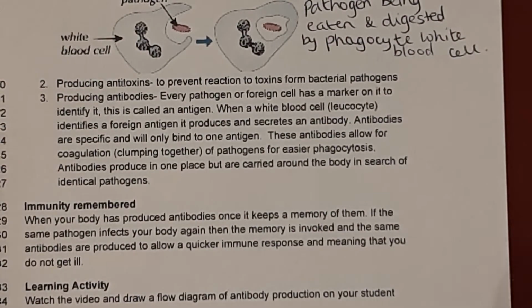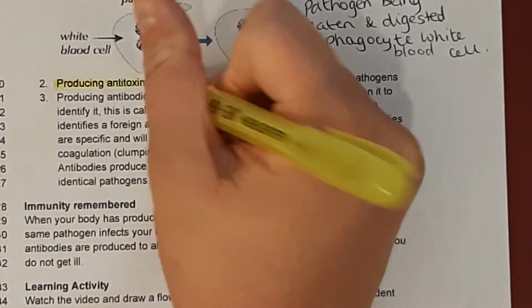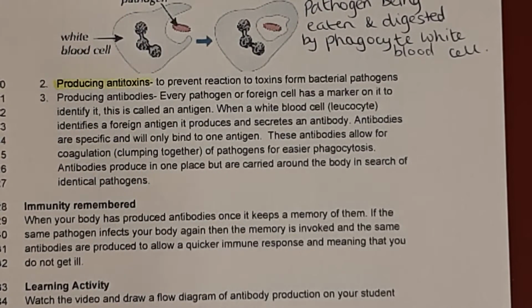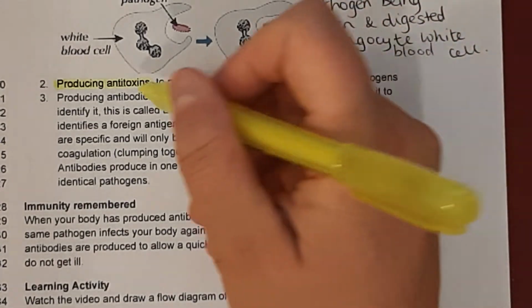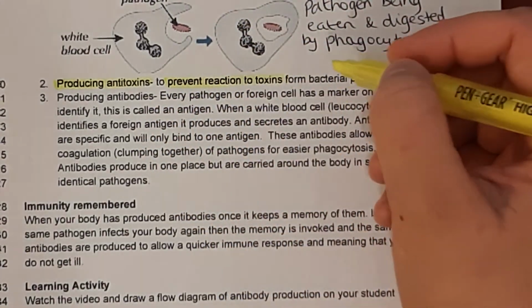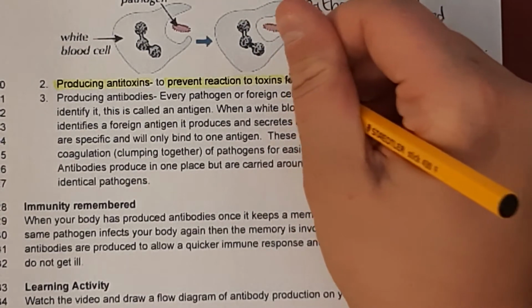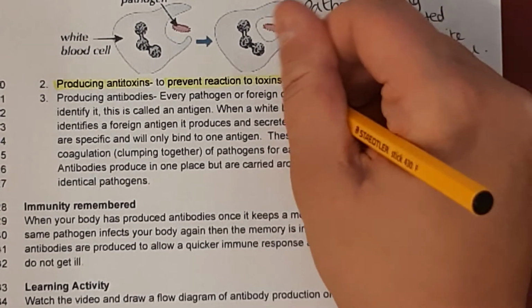Part 2. So next option for a defence is producing antitoxins. As we've already discovered, pathogens emit toxins. They either produce the toxins on their surface and release them, or those toxins are released when the bacteria is destroyed by the body. So these antitoxins are designed to stop that toxic reaction. They prevent reaction to the toxins, which are from bacterial pathogens.